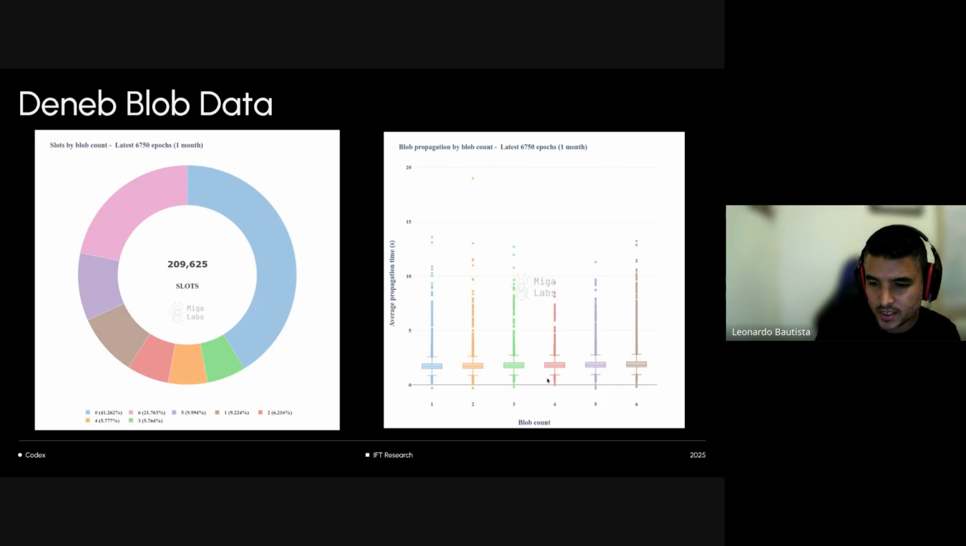And what we see here is that it's fine. All the blobs arrive within more or less 2 seconds of the slot. So basically, we have enough time to send all the data that we need to send in the very first few seconds of the slots. So that is good. That has been working quite well for over a year now, and that was all great.